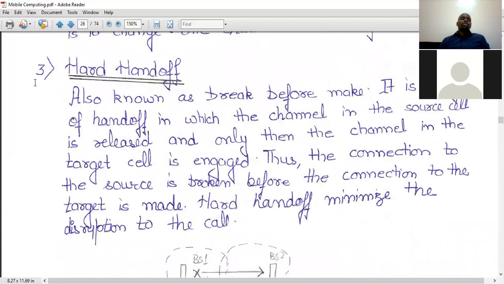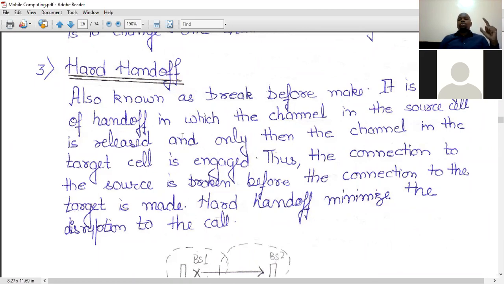Now, hard handoff, just from the word hard, it's like a forced handoff. Hard handoff is a handoff that occurs intercell-wise. It's an intercell handoff where the frequency of the destination cell, or the target cell, the cell you are moving into, cannot be engaged unless the previous frequency has been completely released. That is why it is called hard handoff.